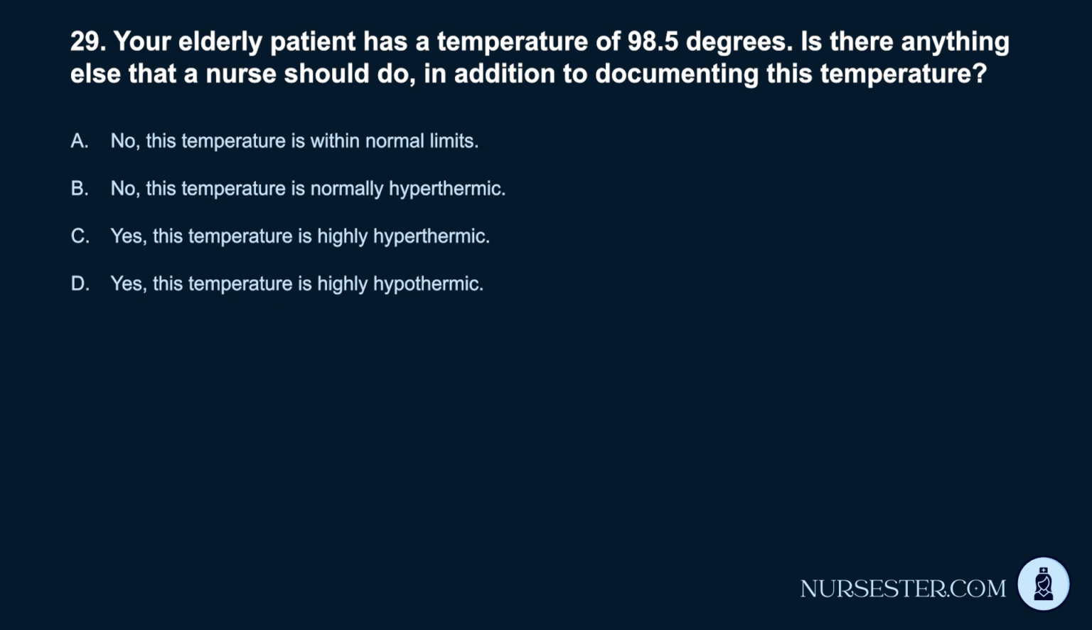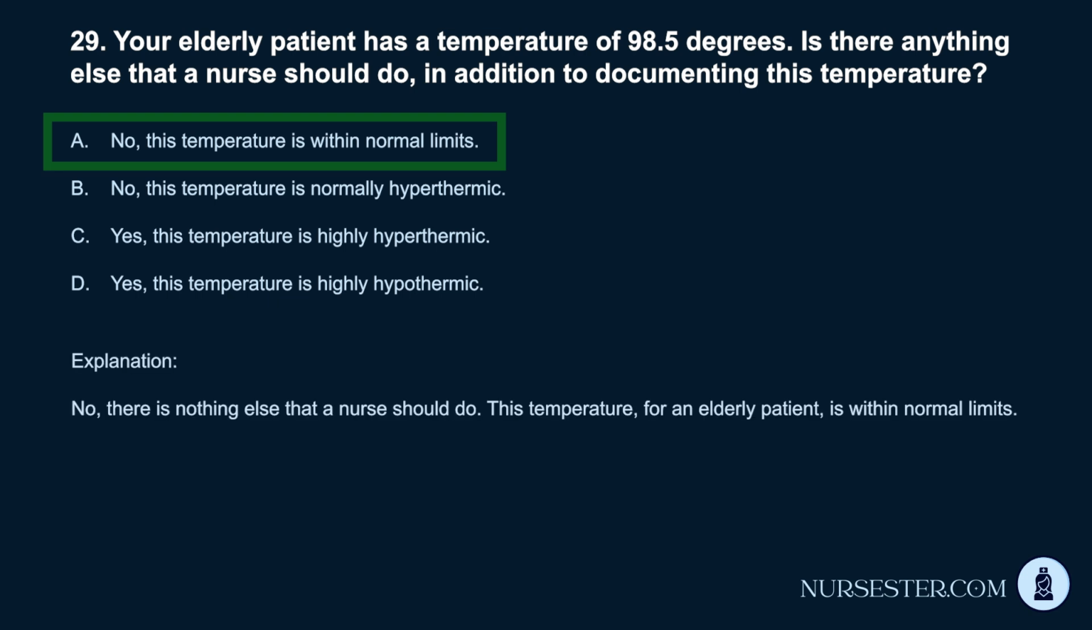29. Your elderly patient has a temperature of 98.5 degrees. Is there anything else that a nurse should do, in addition to documenting this temperature? A. No, this temperature is within normal limits. B. No, this temperature is normally hyperthermic. C. Yes, this temperature is highly hyperthermic. D. Yes, this temperature is highly hypothermic. Correct answer, no, this temperature is within normal limits. There is nothing else that a nurse should do. This temperature, for an elderly patient, is within normal limits.